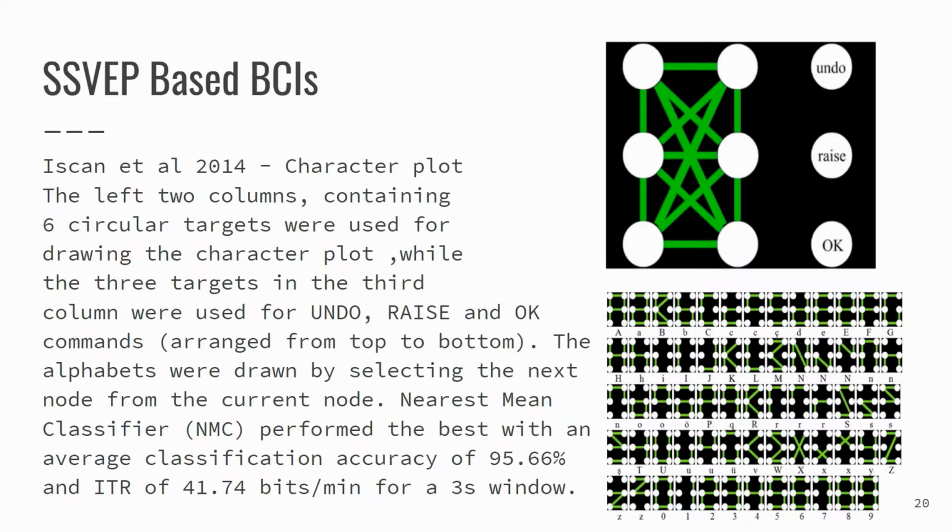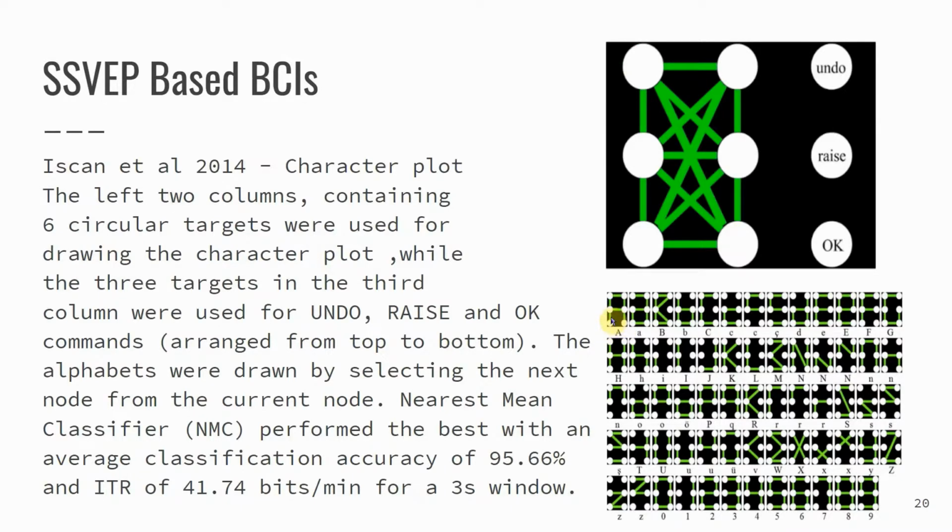Next, this is the character plot, where the two left columns are used to make the character plot, and the remaining three are used to select which dots. For example, if I have to make an A, first I focus on the light source for this, then I press raise, then I choose this, then raise, then this, then raise. Like this I will make this shape which is given here, A, for A.